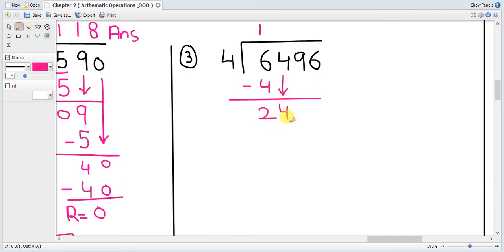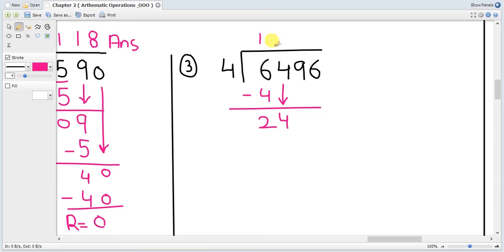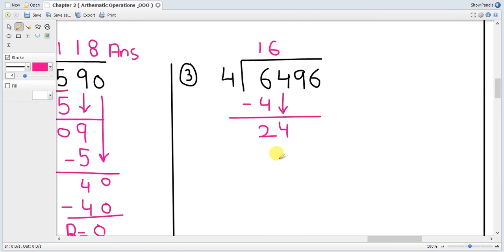Collectively it will become 24. Now count the times table of 4 up till 24. So that will give you 6 times 4 is 24. Now simply take away. So 24 minus 24, remainder is 0. Now shift the next digit down, which is 9.